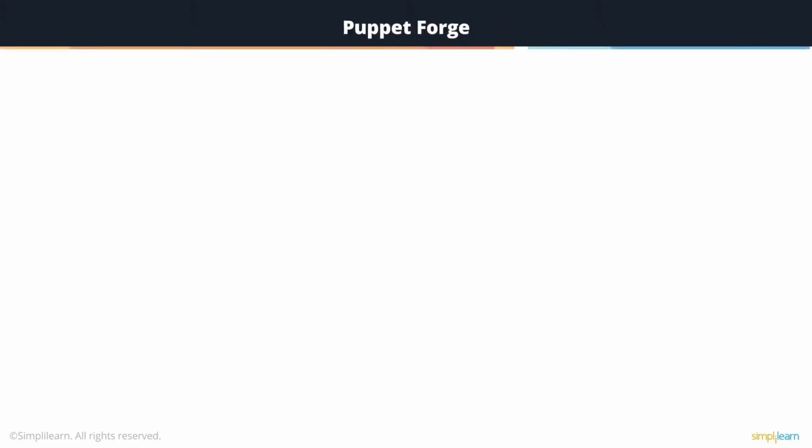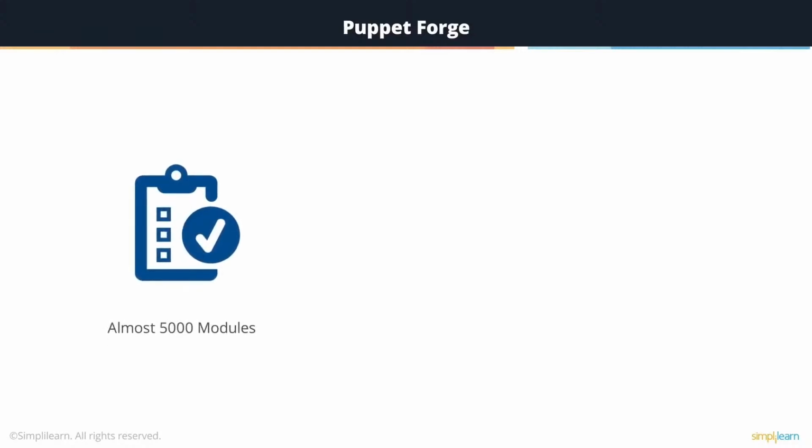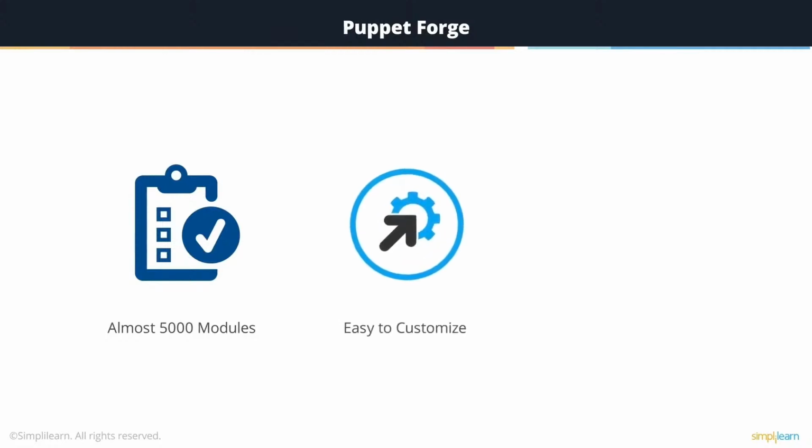So Puppet Forge is a GitHub client for a repository which is hosted by Puppet Labs. It has almost 5,000 modules of Puppet code. So these are both Puppet Labs and community contributed. The best thing about this is that they're easy to customize. So when you have a requirement for anything you're doing with your infrastructure, you can just grab one of those 5,000 modules, and then you can customize it according to your needs.